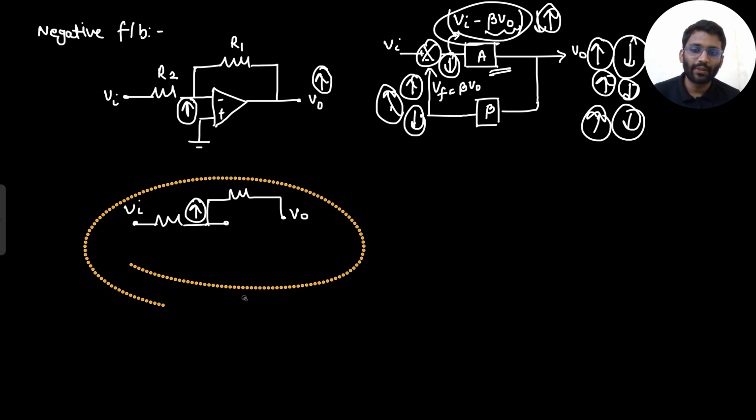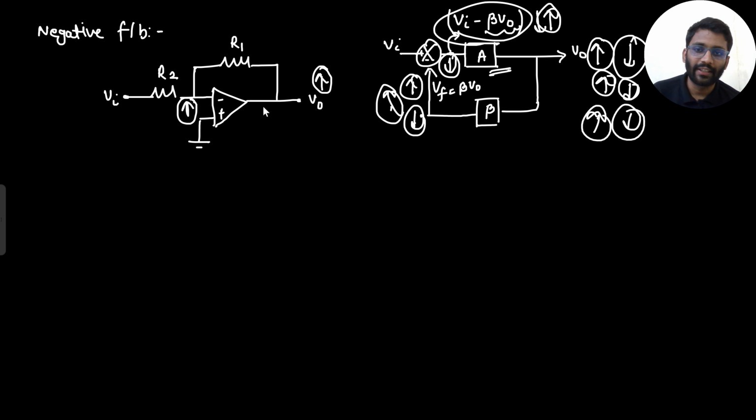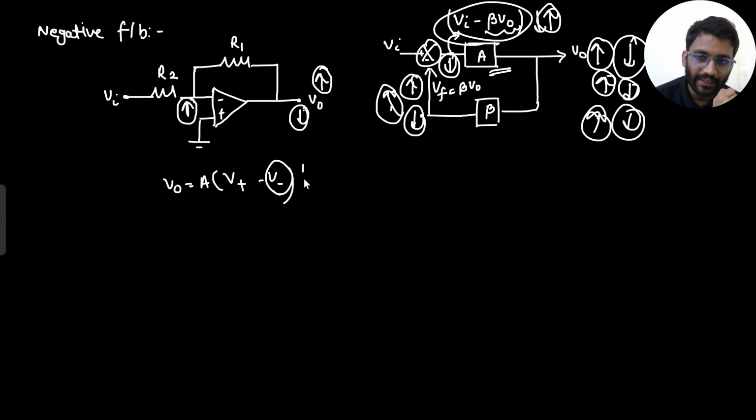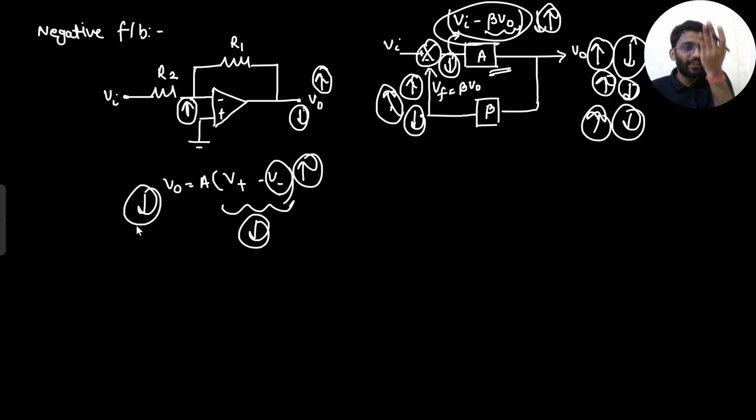Now, if this node increases, what will happen? This node will decrease. Why so? Because this is the negative sign. What is our output? Output is A times V positive minus V negative. That means if this value is increasing, this overall value will be decreasing. So your output will be decreasing. So if my output tries to increase, this node also increases, and that means my overall output decreases.